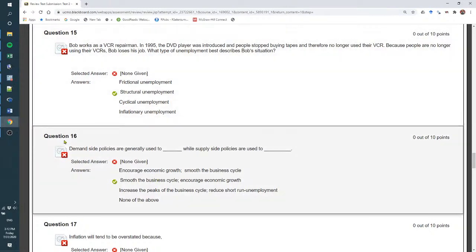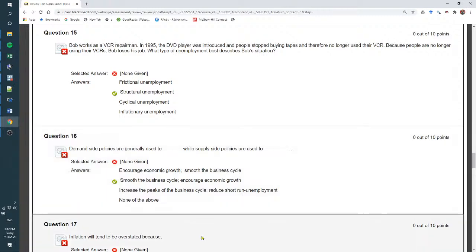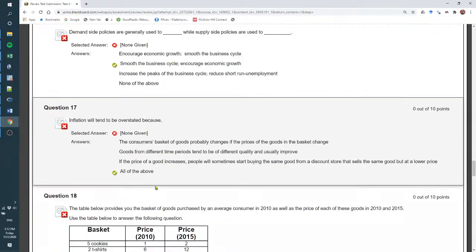Demand-side policies are generally used to smooth the business cycle, while supply-side policies are generally used to encourage economic growth. All right, so you want to have hands-off approaches and encourage savings and investment. That would be a supply-side policy. And you want to stimulate or destimulate aggregate demand. Well, that's going to smooth out the business cycle. So the correct answer there is, in fact, B. Sorry for getting your hopes up.